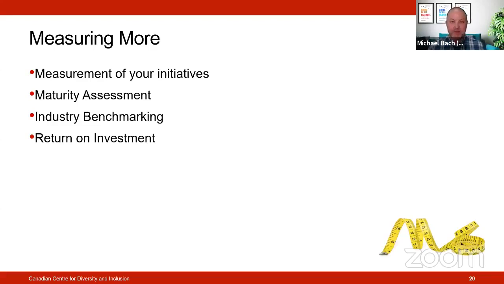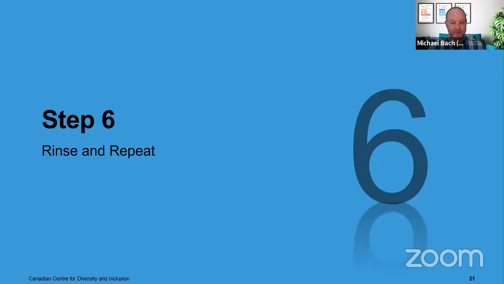Step 6 is the least complicated. Rinse and repeat. It's really important to understand that this is not a linear process, that the change is constant.